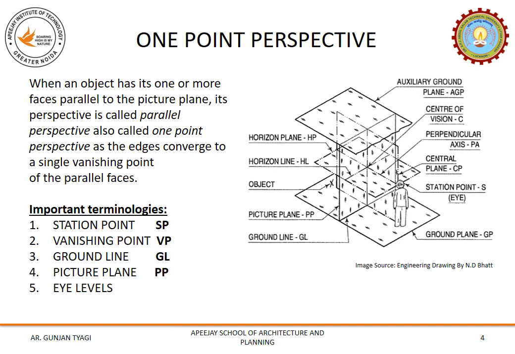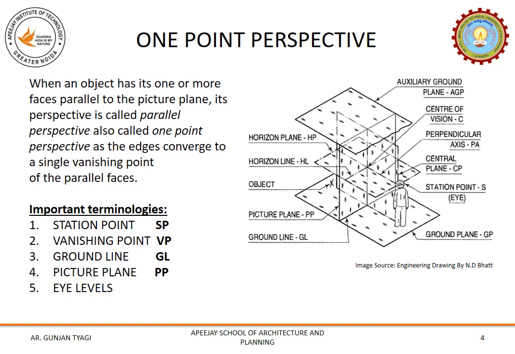When the observer is standing here, they are standing on a plane, which is called the ground plane. The ground plane intersects the picture plane, and this intersection is called the ground line. So this is the line on the ground plane which intersects the picture plane and is the GL, which is used in our drawing terminologies.